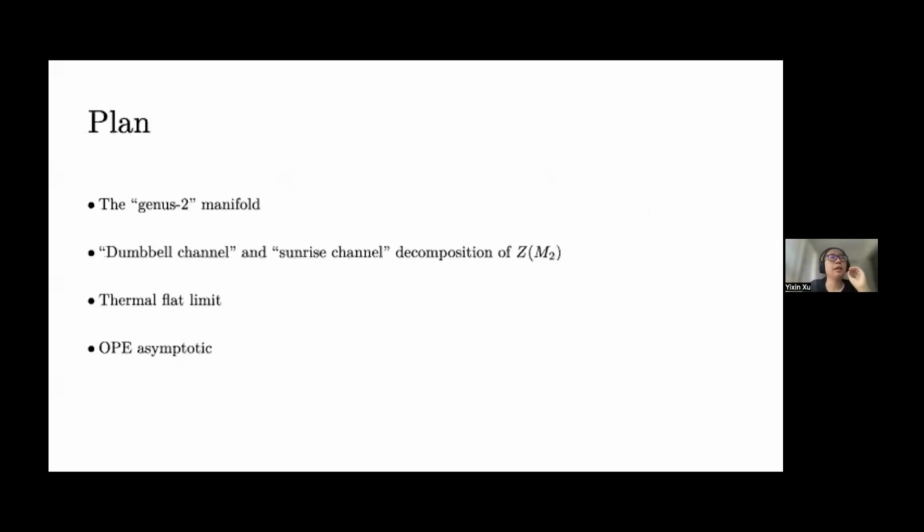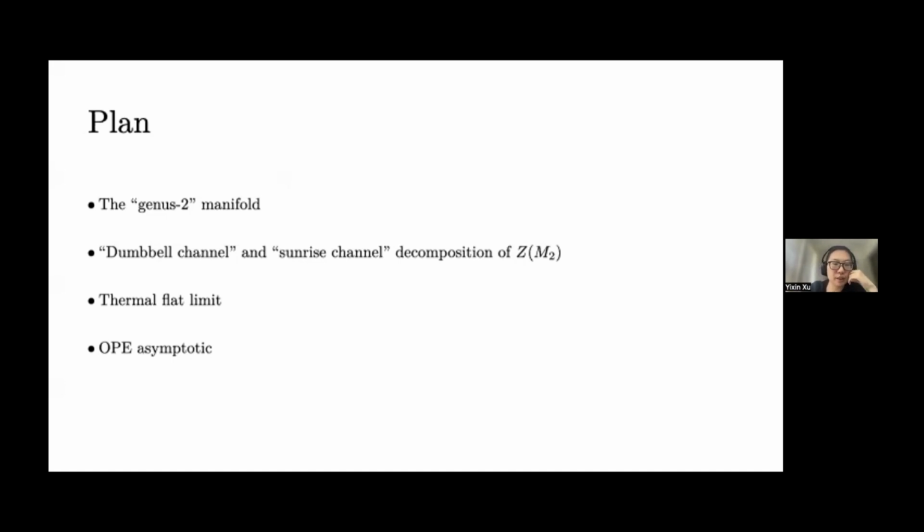So here is a plan of the talk. The genus-2 crossing equation arises from two equivalent ways to decompose the genus-2 partition function into a sum over states. So we'll start the talk by explaining what a genus-2 manifold is in higher dimension and how to parameterize the flat conformal structure on such a manifold. Then I will try to write down the dumbbell channel decomposition and the sunrise channel decomposition of the genus-2 partition function. You should compare them to the S channel and the T channel for the 4-point correlators.